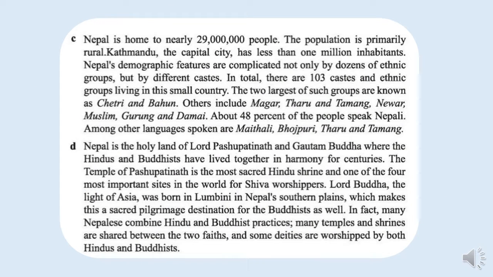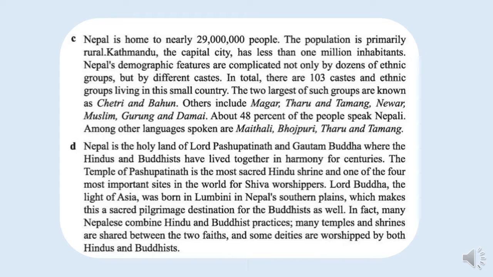Paragraph C. Nepal is home to nearly 29 million people. The population is primarily rural. Kathmandu, the capital city, has less than 1 million inhabitants. Nepal's demographic features are complicated not only by dozens of ethnic groups but by different castes. In total, there are 103 castes and ethnic groups living in this small country. The two largest of such groups are known as Chhetri and Bahun. Others include Magar, Tharu and Tamang, Newar, Muslim, Gurung and Damai. About 48% of the people speak Nepali. Among other languages spoken are Maithili, Bhojpuri, Tharu and Tamang.